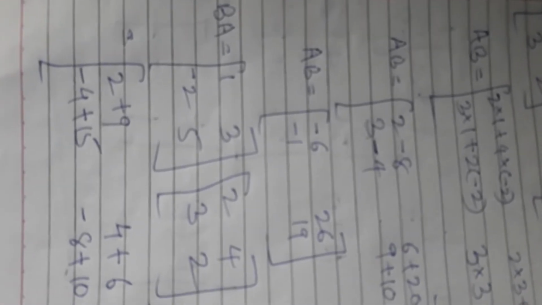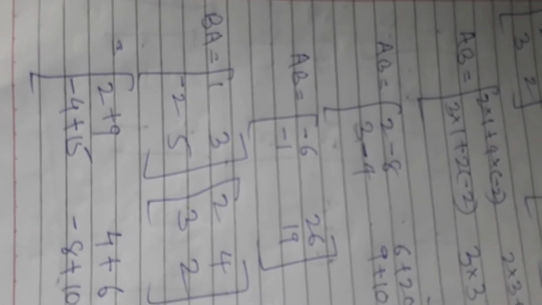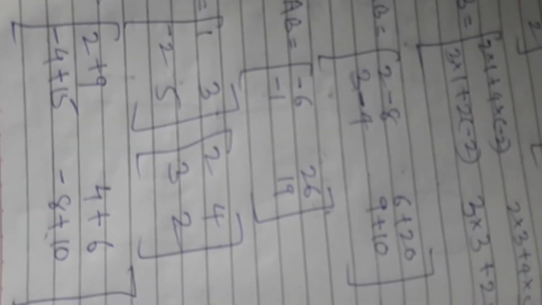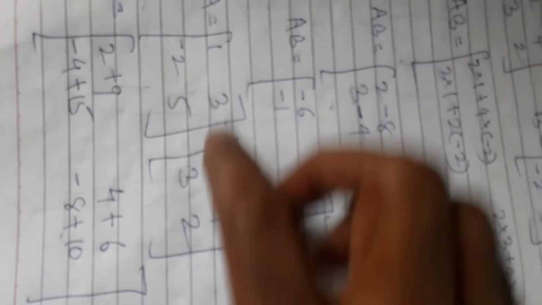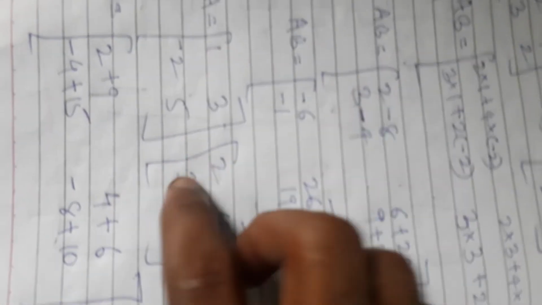They have also asked in exercise 3.2, example 1, sub question 5, to find the matrix BA. When you are finding the matrix BA, remember that first you have to take the matrix B and then the matrix A. So here the matrices are interchanged. Here we have found 1 into 2 plus 3 into 3, that is 2 plus 9. Similarly it will be 4 plus 6, minus 4 plus 15 and minus 8, and the result that we get is the matrix BA, which is 11, 10, 11, 2.